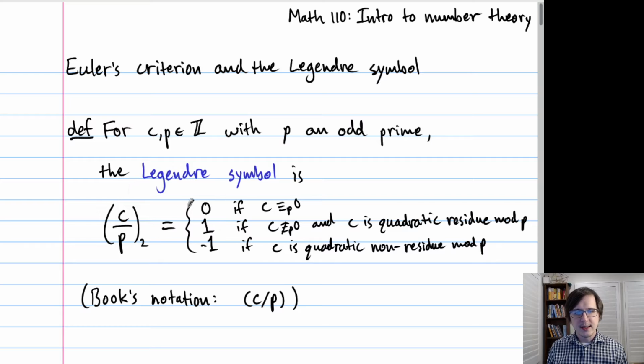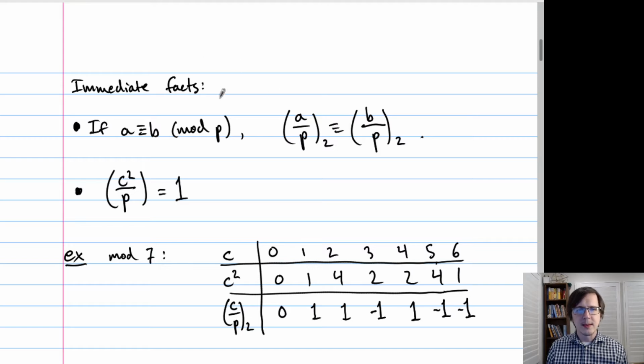Yeah, so this may seem like a strange definition, but at least we can see right off the bat that it tells us whether a number is a residue or not, and also whether it's 0. But this ends up enjoying a number of very useful properties, which we'll talk about in a moment. But first, some immediate facts.